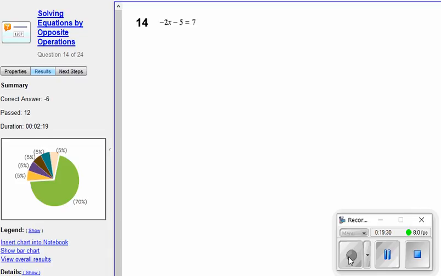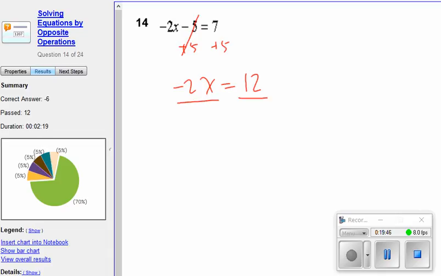Question 14 is exactly like question 13, except you have a negative 2 coefficient. So the first step is still the same. You're going to add 5 to both sides. Negative 2x equals 12. The only difference between questions 13 and 14 is now my coefficient's negative, which means I'm going to divide both sides by negative 2. And x will equal negative 6.